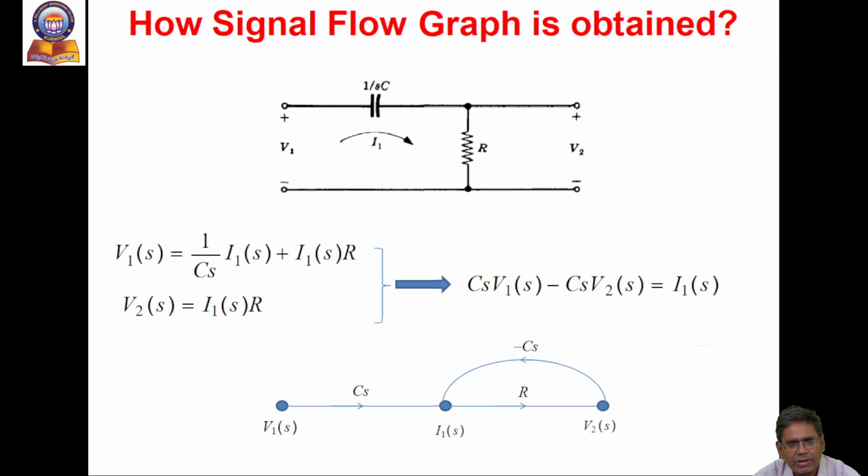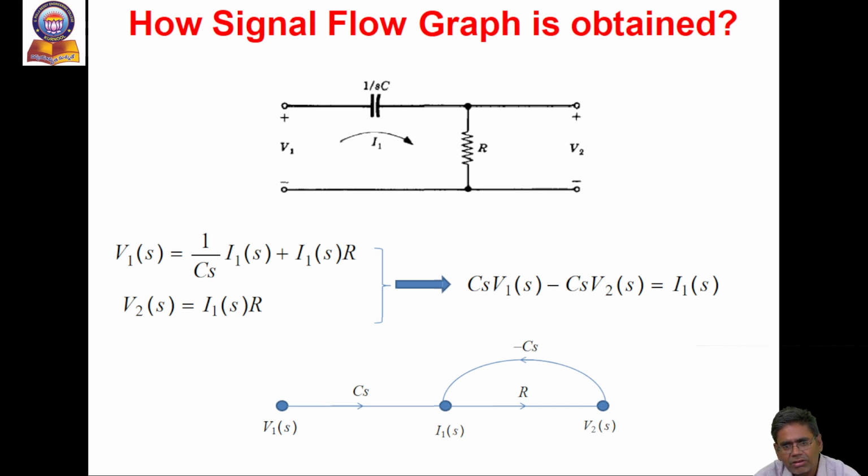V1(s) is the input signal and V2(s) is the output signal. Then I1(s) is equal to Cs into V1(s) minus Cs into V2(s), and I1(s) into R is equal to V2(s). These given equations can be represented as a signal flow graph. Three nodes are taken: the first is the input signal V1(s), the second is the current I1(s), and the third is V2(s).